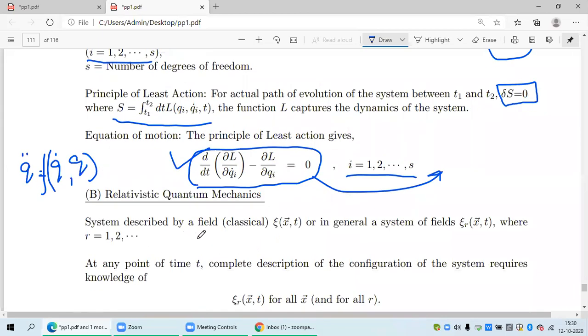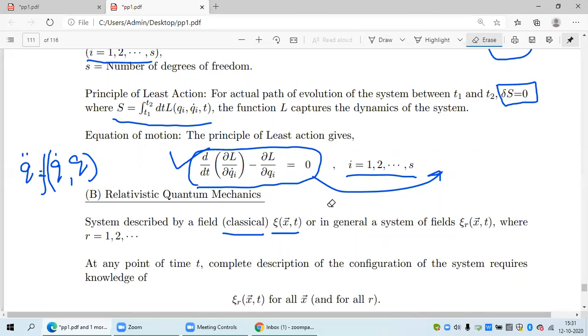Suppose a system is described by a field. This field is called a classical field because this field is a number, a classical number. It may be a complex number, it may be a real function, a complex function, but it is a number. So it may be the Klein-Gordon field, it may be the Dirac field. In principle, it may be the electromagnetic field E and B, or this A mu, which is the electromagnetic vector potential. Okay. So this is a classical field.